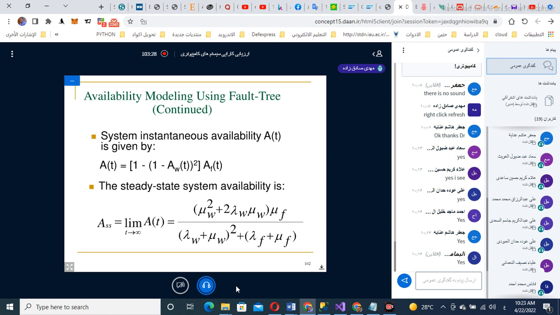Availability modeling using fault tree. I will continue with that. The system instantaneous availability A(t) is given by A(t) equals 1 minus (1 minus A_WT) to the exponent 2, multiplied by A_FT, and the steady state system availability is the limit of A(t) as t goes to infinity: mu W to the exponent 2 plus 2 lambda W mu W, times mu F, divided by lambda W plus mu W to the exponent 2, times lambda F plus mu F in the denominator.